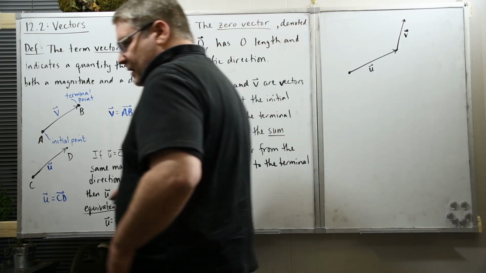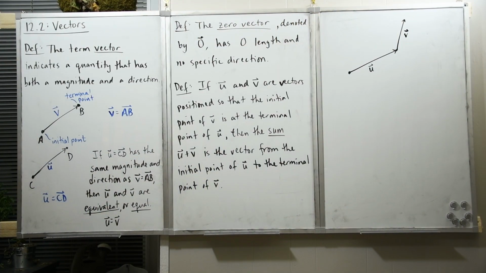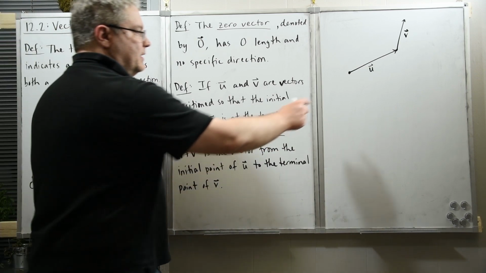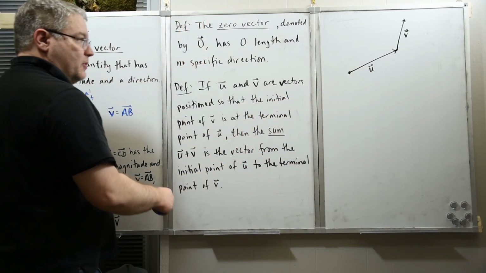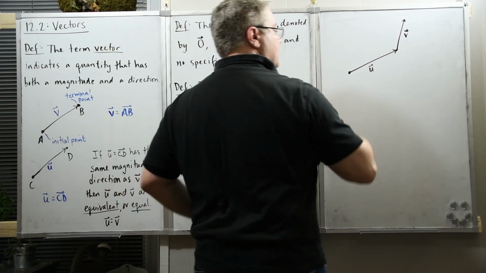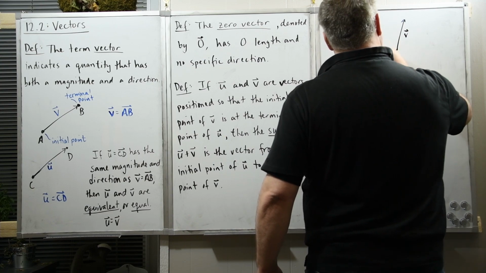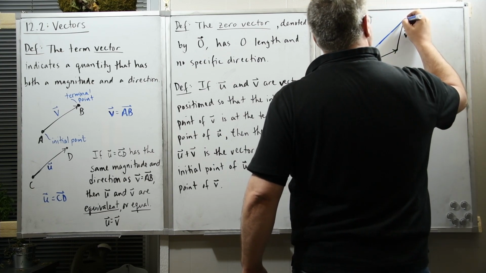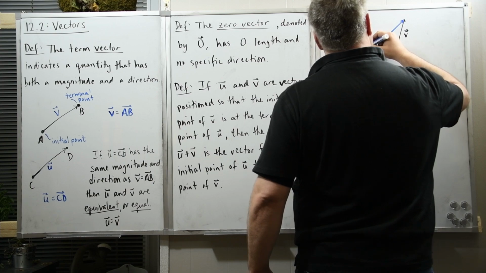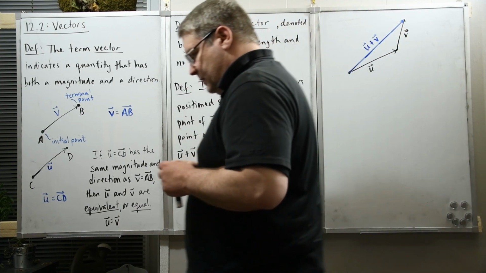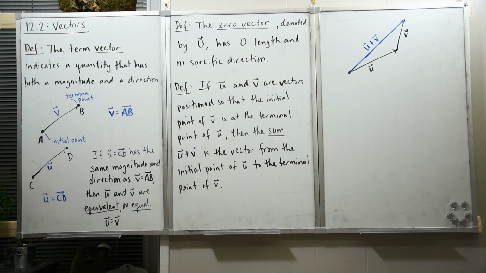Then the sum of u and v is going to be the vector that goes from the initial point of u, which is right here, to the terminal point of v, which is right there. So your sum of u and v will be defined that way. All right.